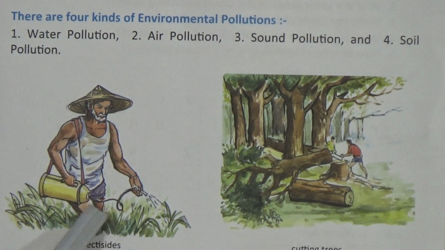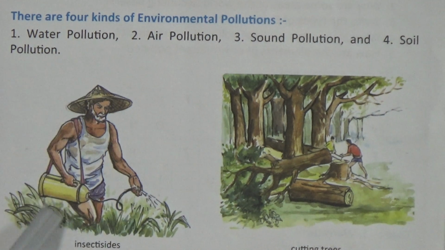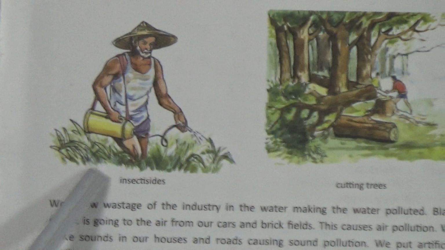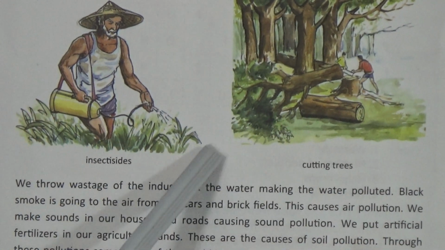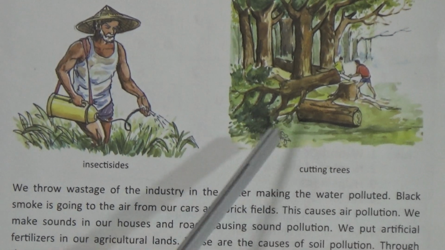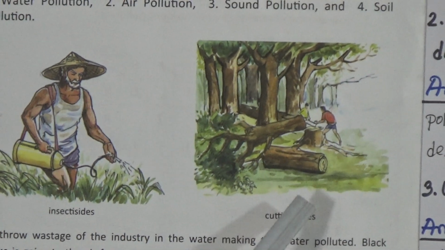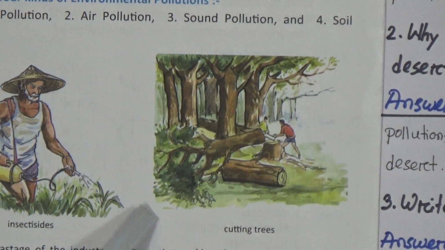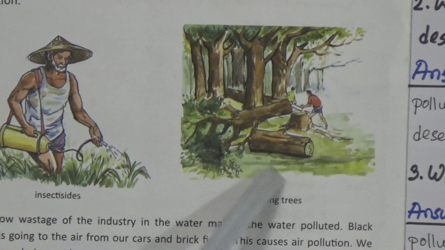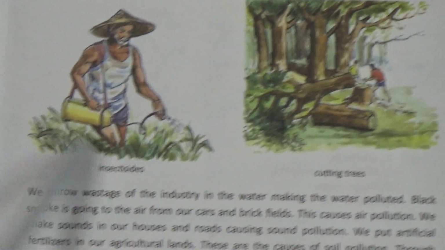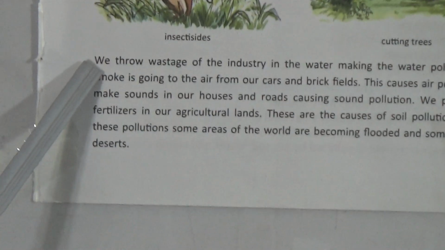You can see there are 2 pictures. In one picture, a man is using insecticides in agricultural lands, and in another picture we see deforestation. That means cutting down of trees. People are cutting down trees, and as a result the environmental balance is violated. Okay, now let's see that lesson.